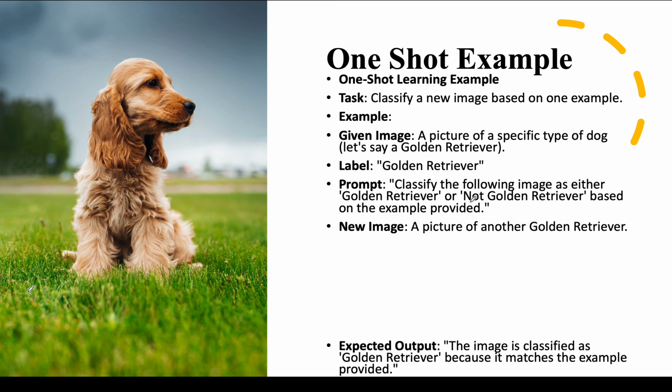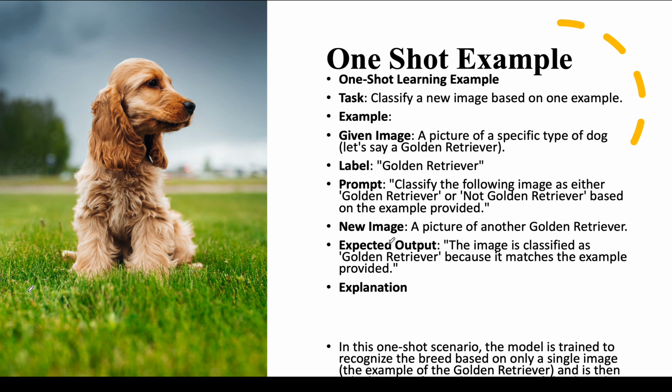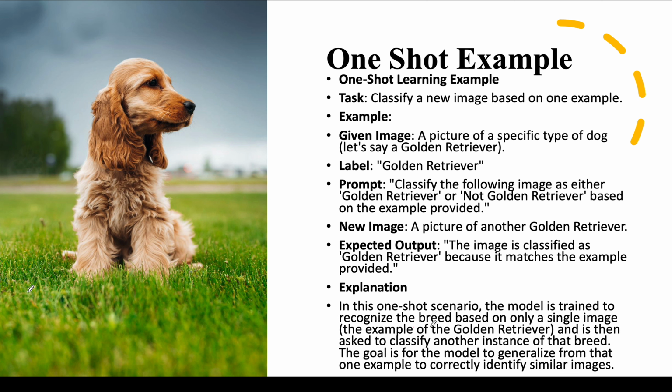And then I will give a new image of another golden retriever. And ChatGPT will give the answer based on the example. For example, if I give another picture of a golden retriever, then ChatGPT generates that the image is classified as golden retriever because it matches the example provided. Explanation. In this one-shot scenario, the model should recognize the breed based on only a single image or example of the golden retriever, and is then asked to classify another instance of that breed. So the goal is for the model to generalize from that one example to correctly identify similar images.